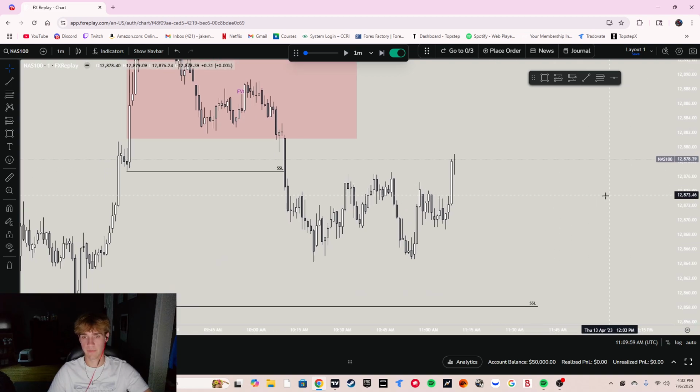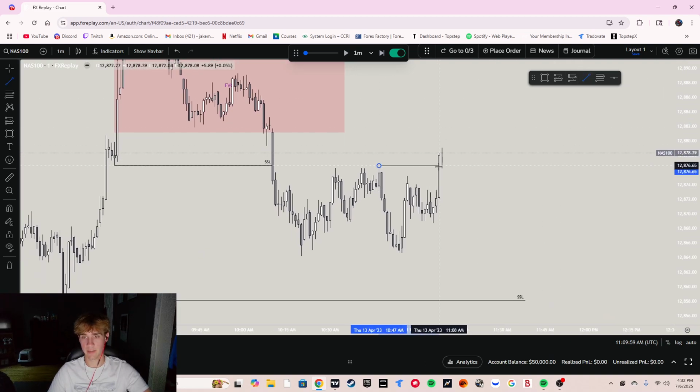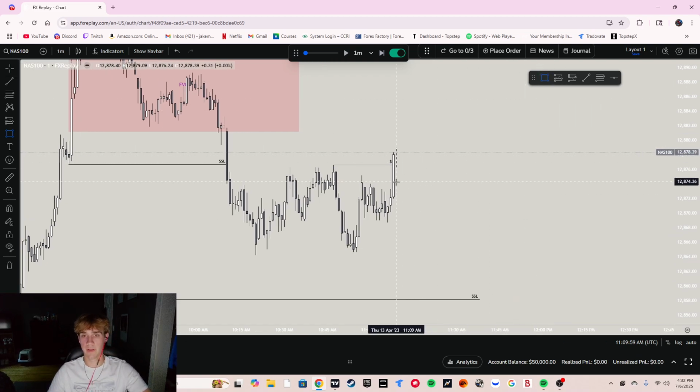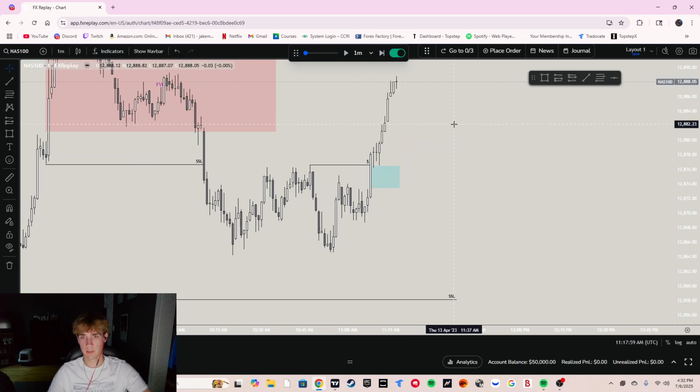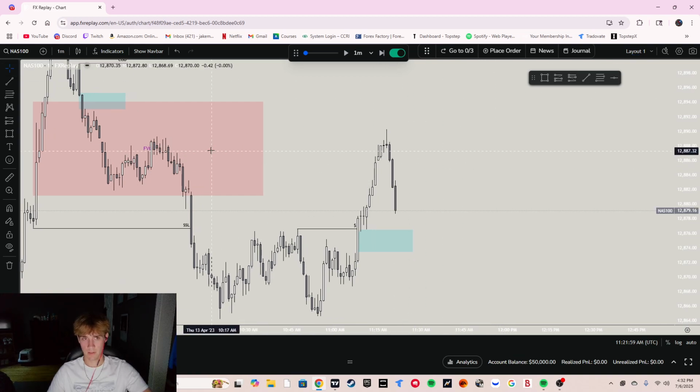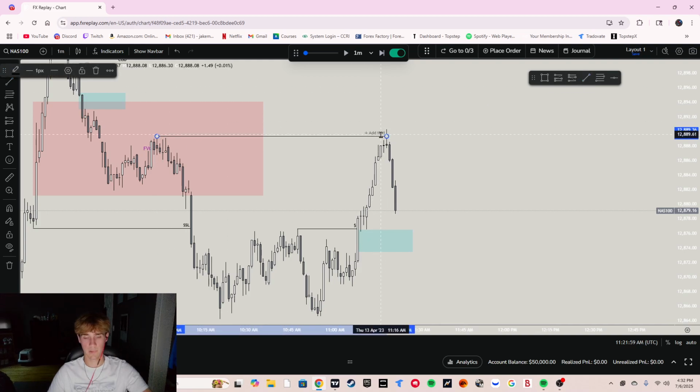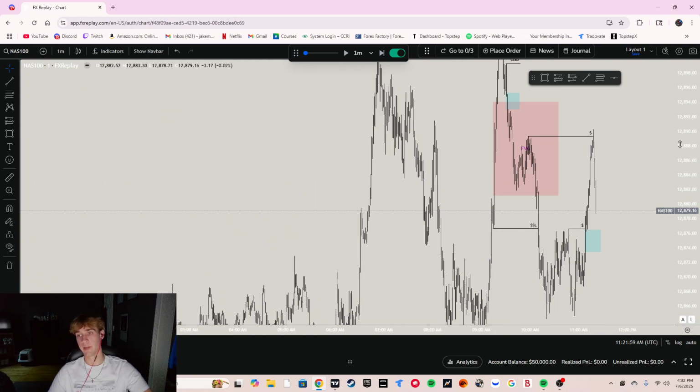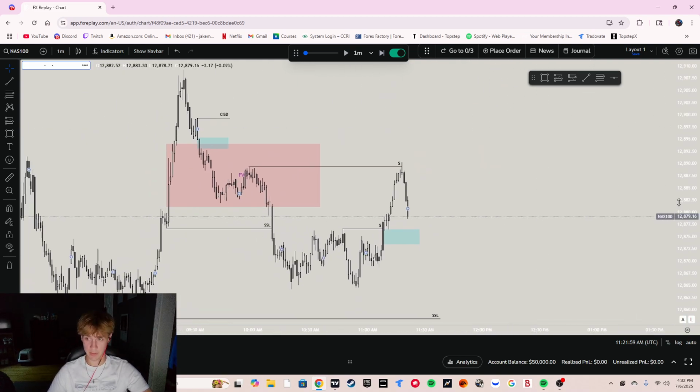Bias could potentially be flipped here now that we just had an internal sweep of this high. If we inverse this fair value gap, I would probably enter shorts. See what you want to do. Okay, so now we're really pushing up. But we did take this high right here, and we also did come back up to tap equilibrium of the price range.